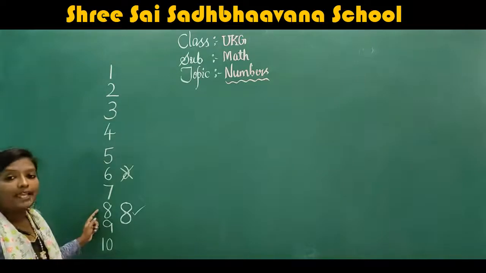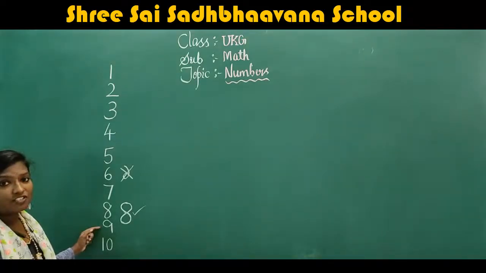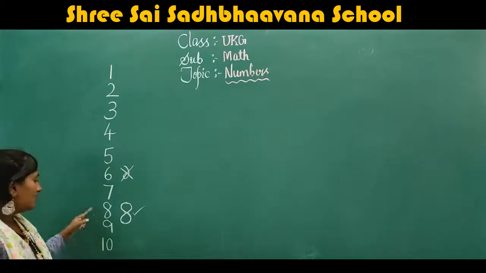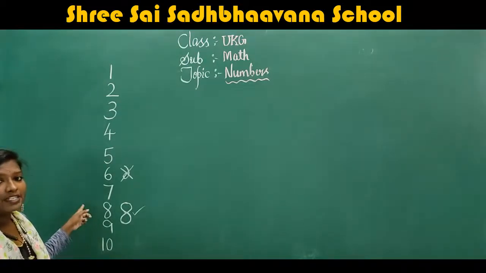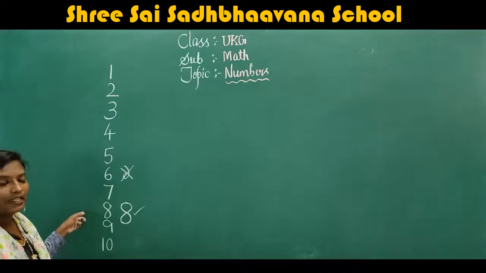The next, after 8, number 9. After 8, number 9. Then how to write number 9? Yes, one circle or right curve, one sleeping line. It's called number 9.